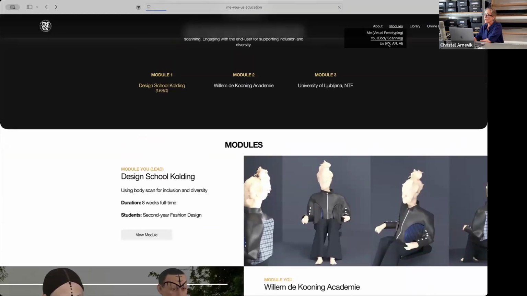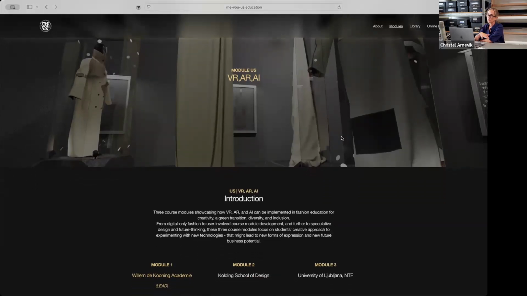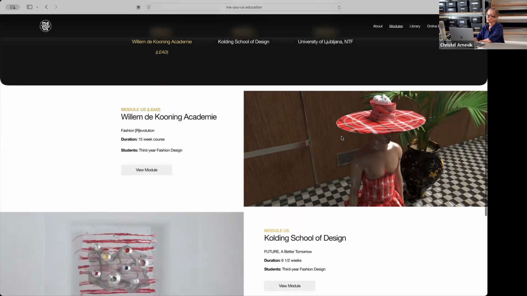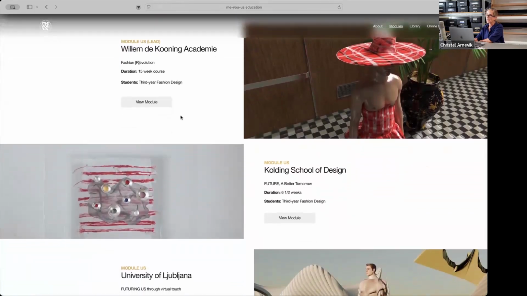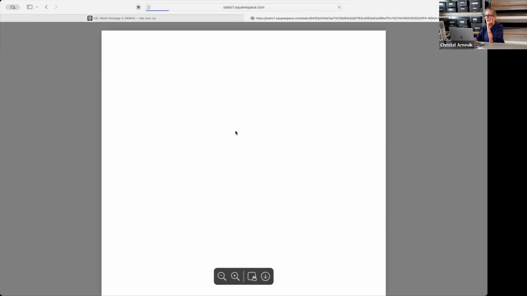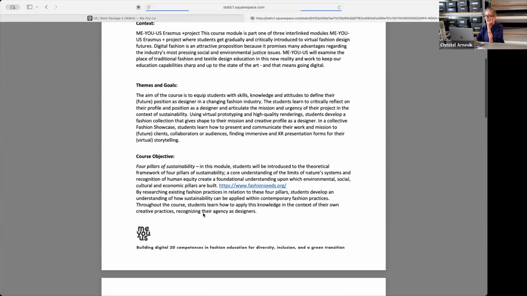Then the final development we did was the third year. Now we were building on the virtual prototyping, body scanning, and environments, and then we took it to what was at the time also the next level with AR, VR, and AI. And again, here we see the three different ones. In this one, Willem de Kooning had the lead, and you can see the course description. Again, the context, what is this about? What are the goals, the objectives, and so on.